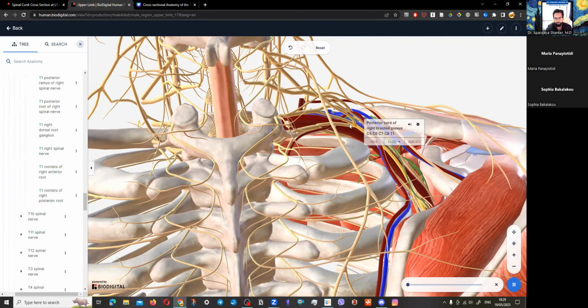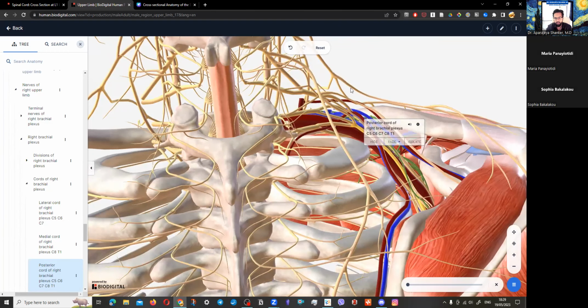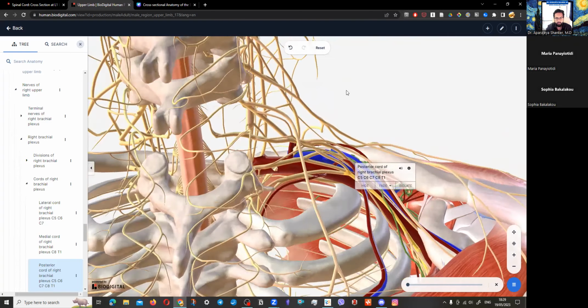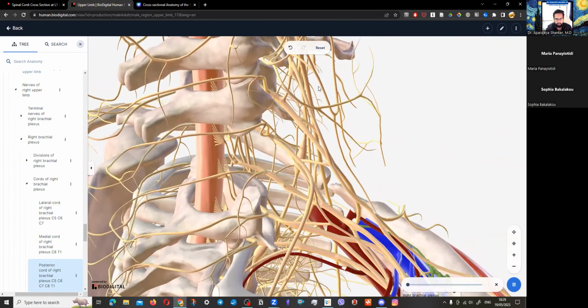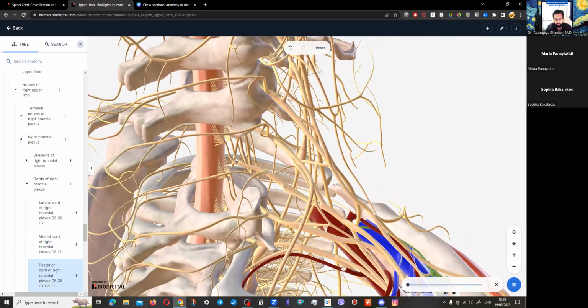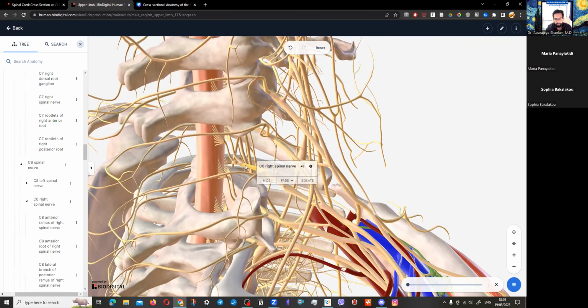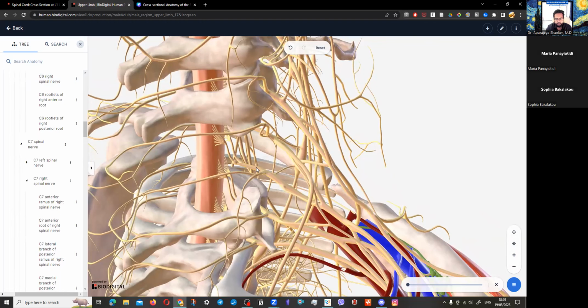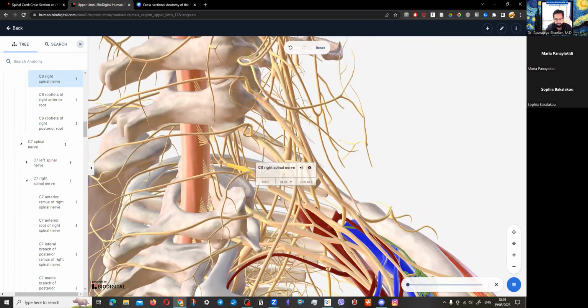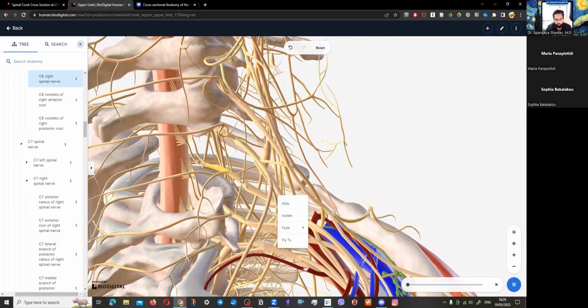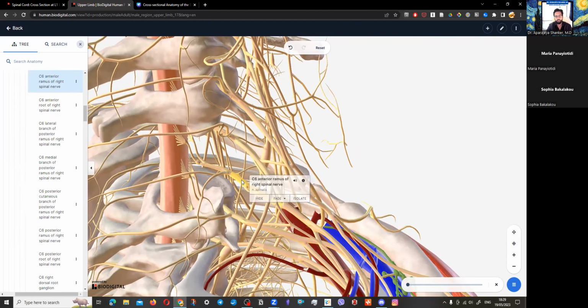Essentially, these are the components of the brachial plexus, and the way spinal cords work is that they are going to give you one anterior ramus, one posterior ramus, and they come together to form the spinal nerve, the C6 spinal nerve, for example. And this spinal nerve is what continues on to form the trunks.